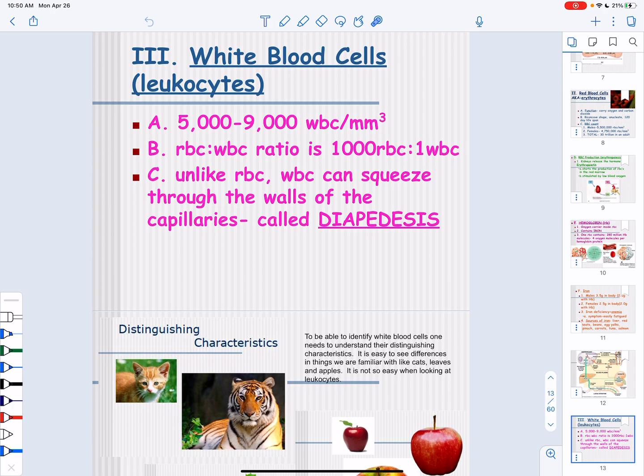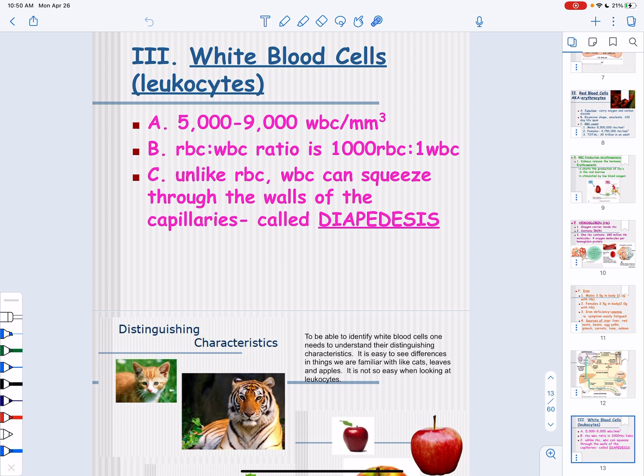And I need you to remember that we calculate this in cubic millimeters. So please remember, if I were to take a cubic millimeter, making a cube, right? If I were to trim one of your fingernails and cut it into a perfect cube, that would be about a cubic millimeter. Very, very small amount of blood.